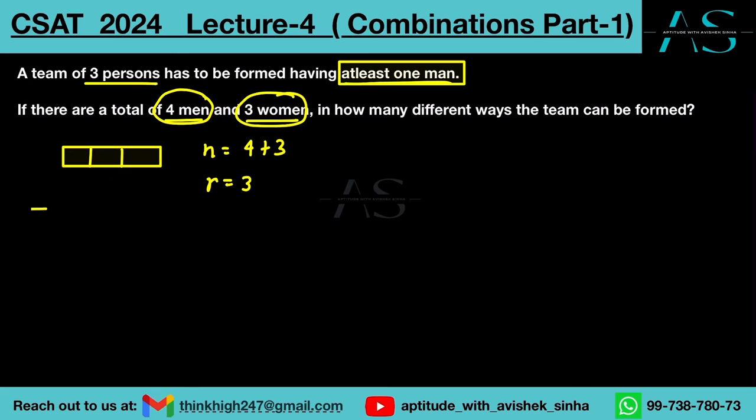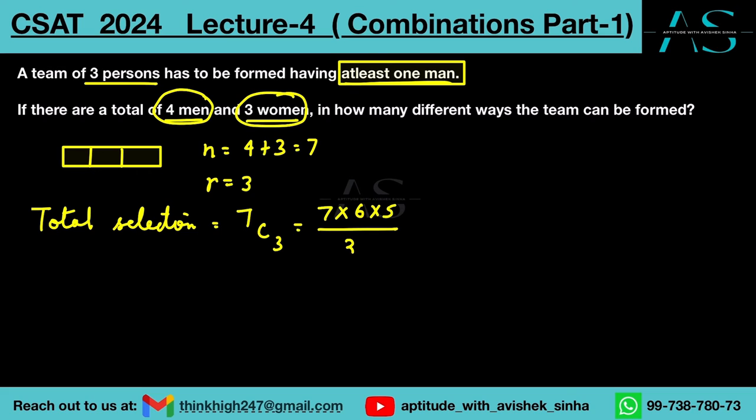So this is total selections, which is 4 plus 3 is 7. 7C3. How do we break 7C3? 7 into 6 into 5 upon 3 factorial. Now 3 factorial is 6, so 6 is gone. We have total selections as 35 selections, or in 35 total ways we can form a team of 3 members.